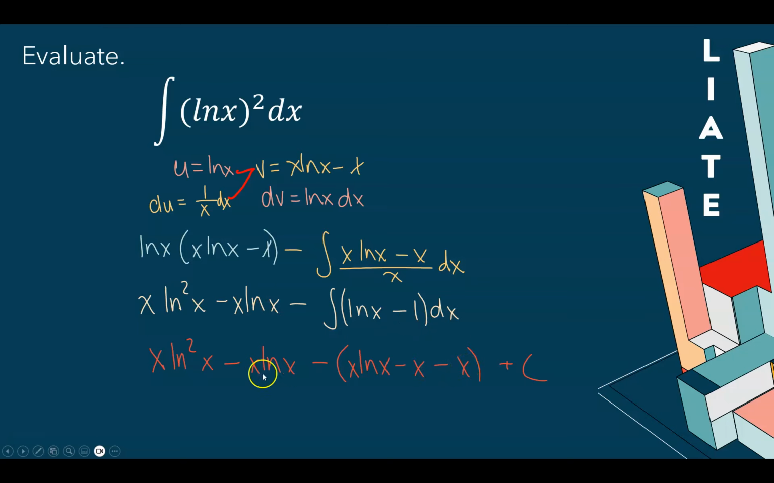Don't forget to recopy these first two pieces. We're going to go ahead and simplify one more time because x natural log squared x is fine, but we have two of these minus x natural log of x's. So minus 2x natural log of x, and we have minus 2x's and our constant.